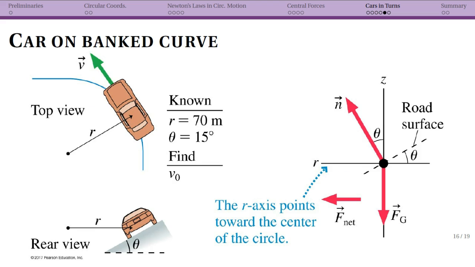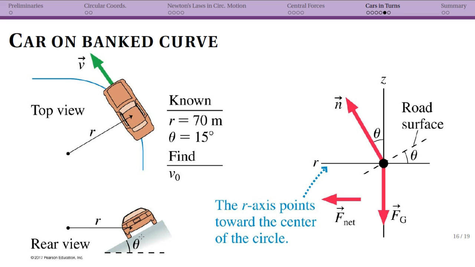So why do banked tracks exist? Banked roads or banked tracks, banked curves, make it easier for an object to turn. So let's again go through a car turning, but now it's not on a flat road, it's on an incline. And again, it's really good to draw this picture so that now you would actually see that you have an incline. So something to be careful about here is to draw your coordinate system correctly.